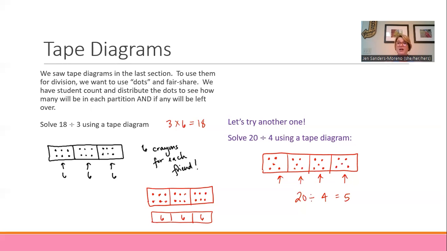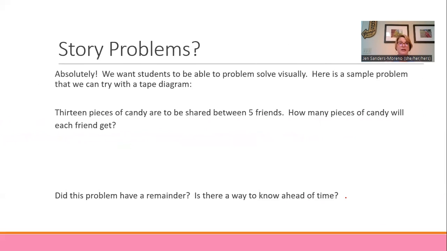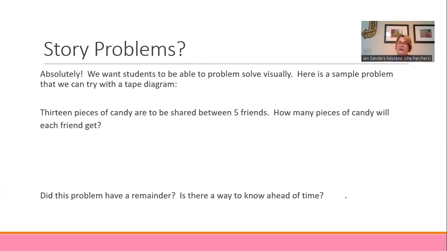Okay, let's talk about a remainder. What's that going to look like? Here I've got 13 pieces of candy to be shared between 5 friends. How many pieces of candy will each friend get? All right, so we're going to do our tape diagram. We've got 5.